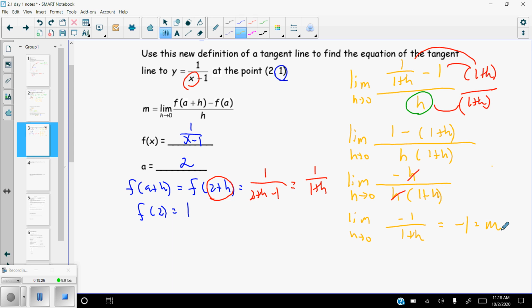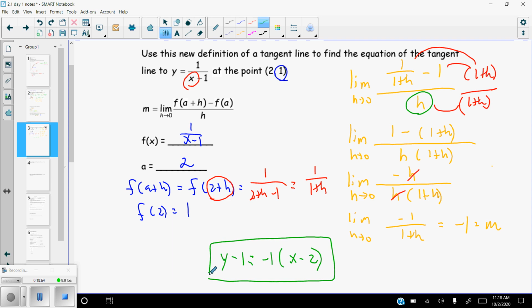So now I've got everything I need. I've got my slope, I've got my x, I've got my y. Let's write the equation of the line. The equation of the line is going to be y minus y1, which is 1, equals slope, negative 1, times x minus x1, so x minus 2. And once again, you can go ahead and distribute the negative 1 and add the 1 from the left-hand side over to put it in slope-intercept form, but this is a perfectly acceptable equation of the line.